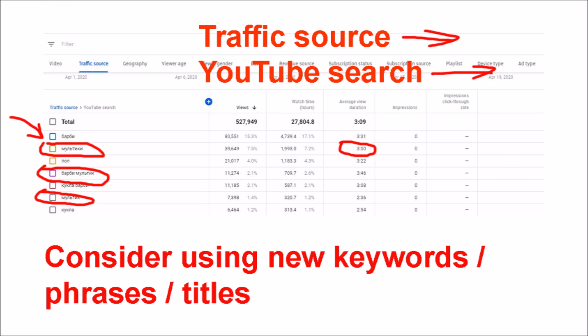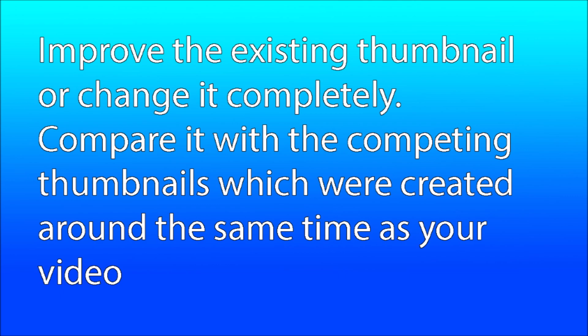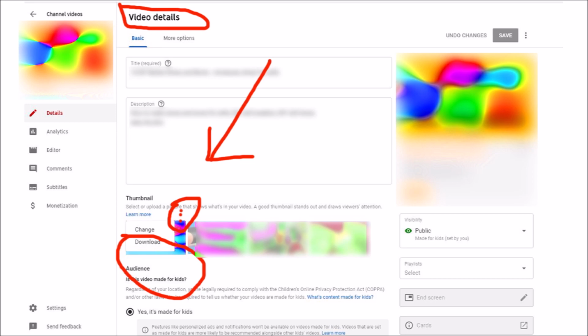The next trick you can try is improving the thumbnail. You can either improve the existing thumbnail if you don't have the source file, or you can completely change it. The only thing, I would look at the competing videos. Go to the suggested, see where your video is getting traffic from in terms of suggested, and look at the thumbnails and see maybe you can create a contrast. Maybe make something similar to them, different to them. It's up to you, but it's important to see in which context the video appears so you can improve the thumbnail.